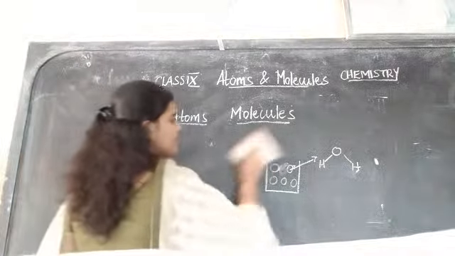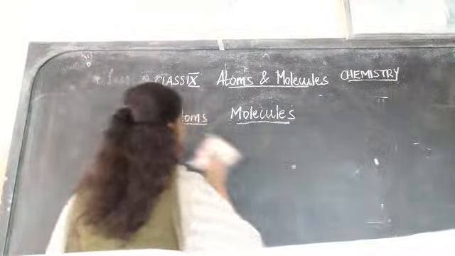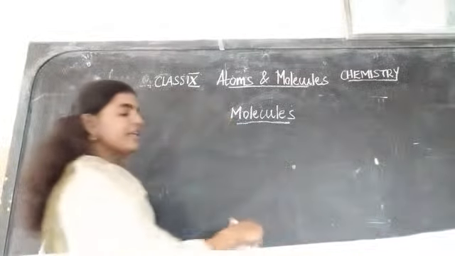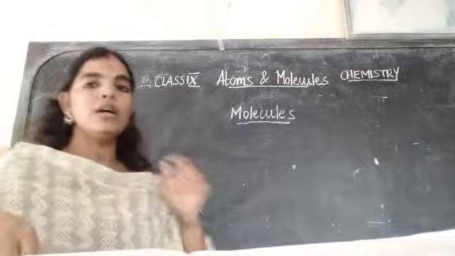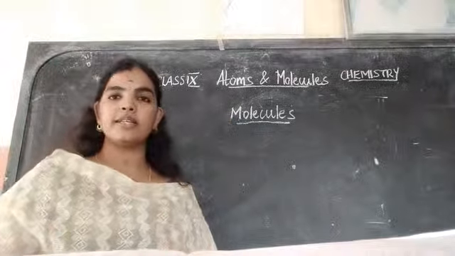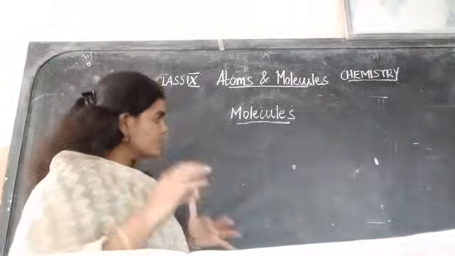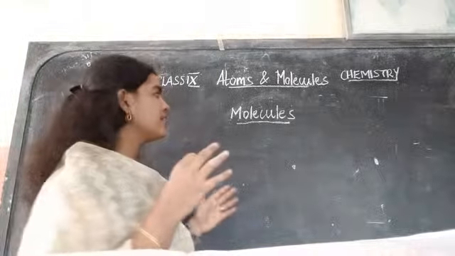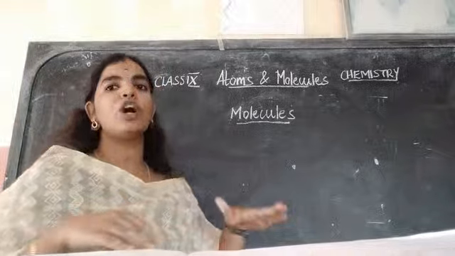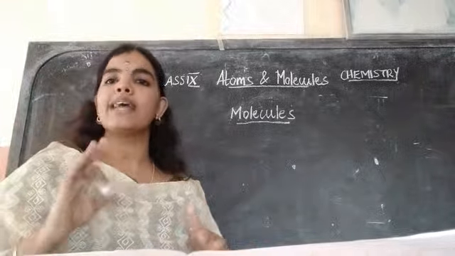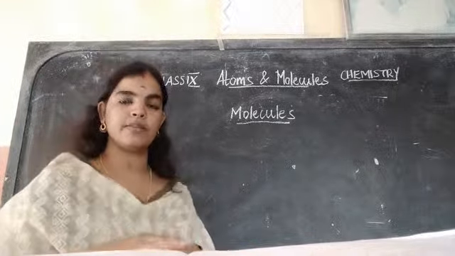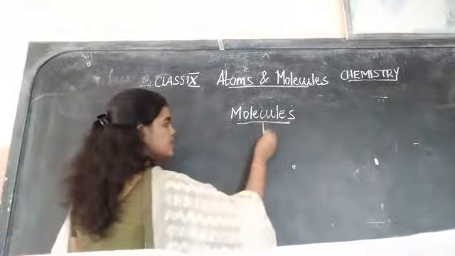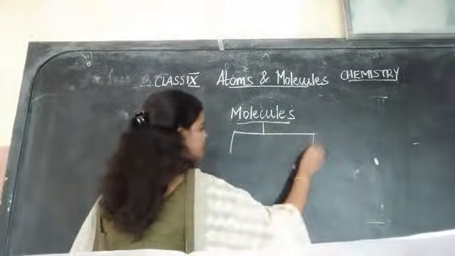And how are these atoms combined? Atoms are combined through chemical bonds. You will study chemical bonds and all in the next year, that is in 10th standard. For now, just understand that there is an attractive force between the atoms, and with that attractive force, atoms are joined to form molecules. These molecules have an independent existence. Is it clear? Okay.